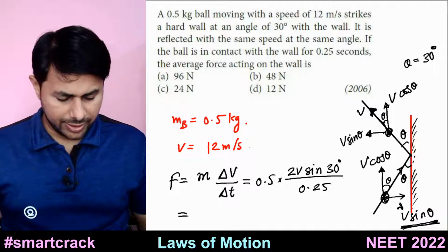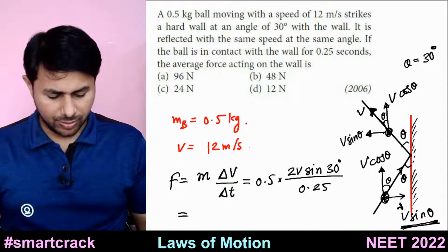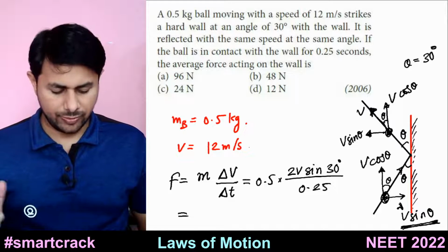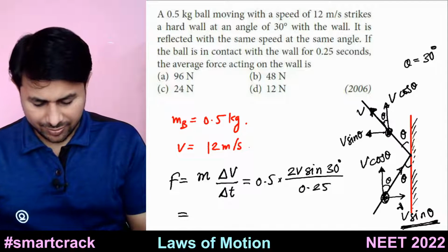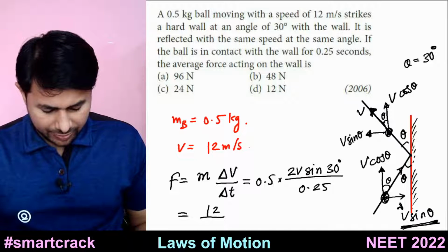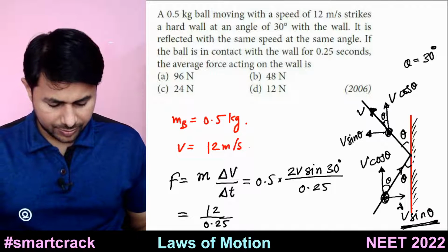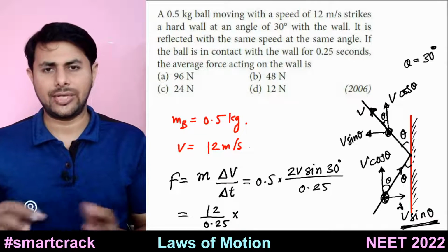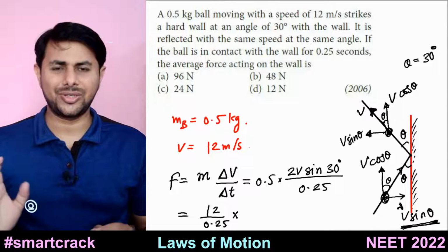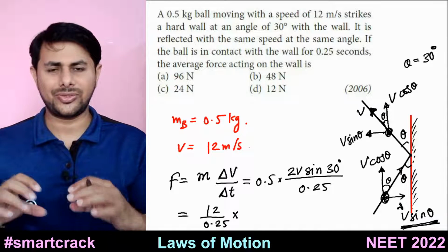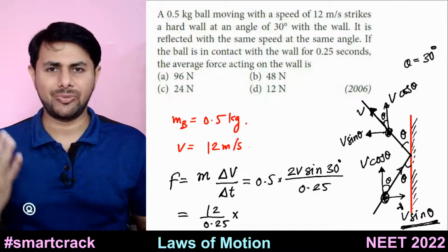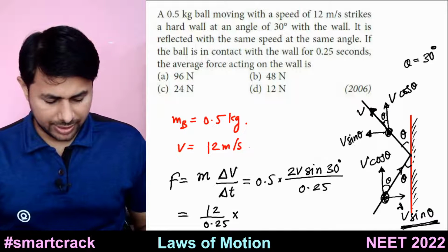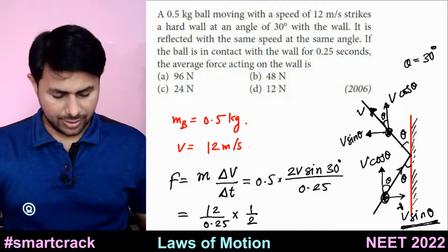Yeah, so let us solve this. So 2 times 0.5 is how much? It is 1, okay, and v is 12. So 12 divided by, we have 0.25. All right. So 0.25 times 4 is 1, so in denominator if you have 0.25, you can replace that with 4 in the numerator, okay. And you have sine of 30. So how much is sine of 30? It's half, all right.